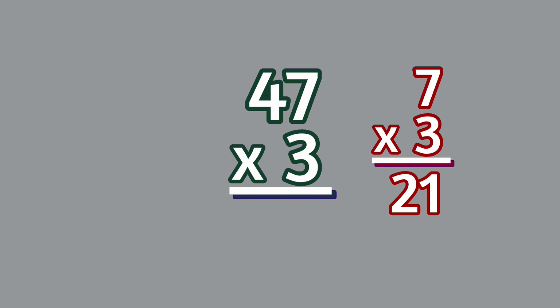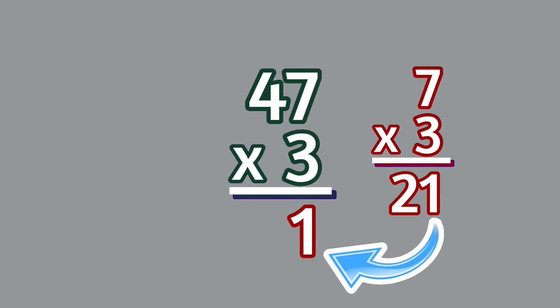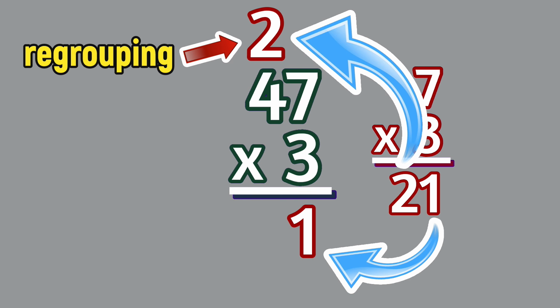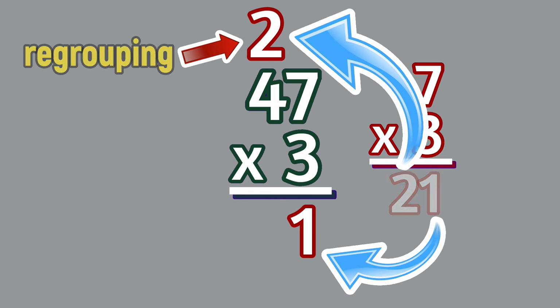21. Awesome! But 21 is another double-digit answer, but that's okay. This part is fun. We write the 1 down here in the ones place and put the 2, which represents 20, up here at the tens place. That's called regrouping. The 1 in 21 stays down here, and the 2 is carried up here with the tens.